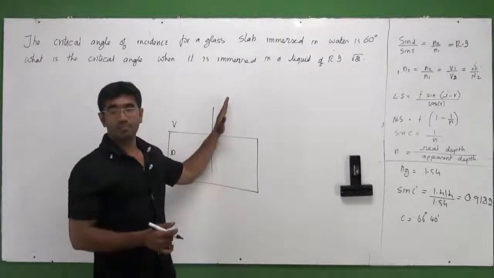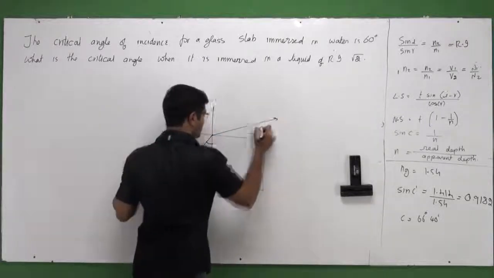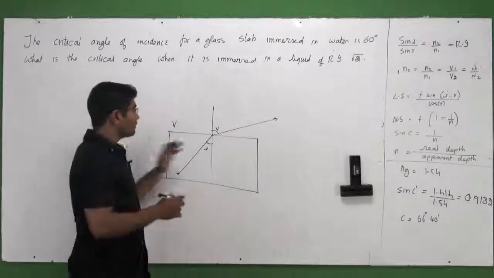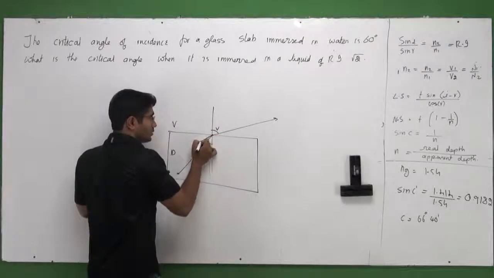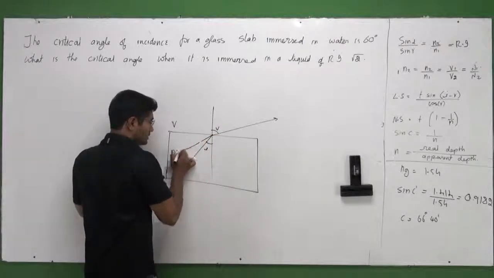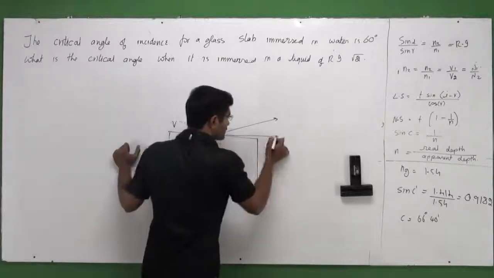Definitely light would bend away from the normal, we know that. So let's say light bends away from the normal, that's I and that is R. Now what if I increase the angle of incidence? Let's say I draw it with dotted lines like this. So if I increase the angle of incidence, the angle of refraction will also increase.